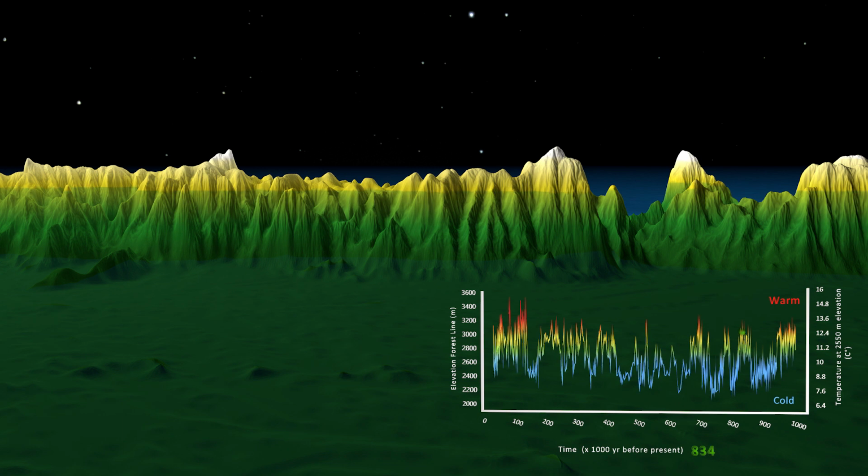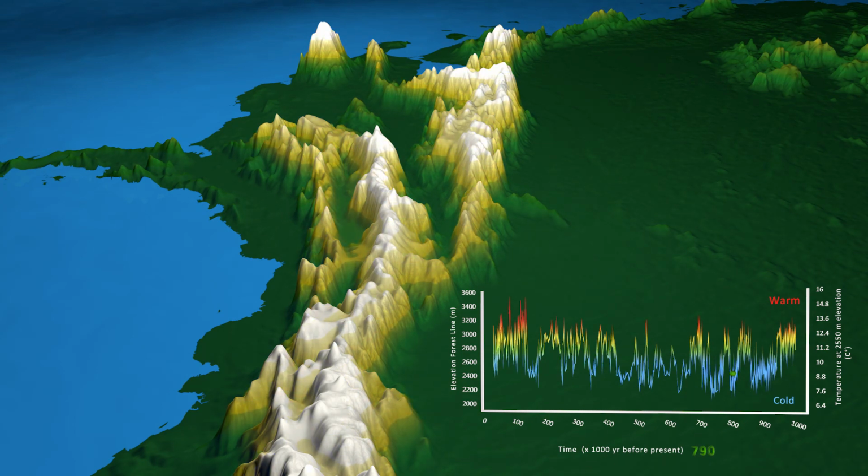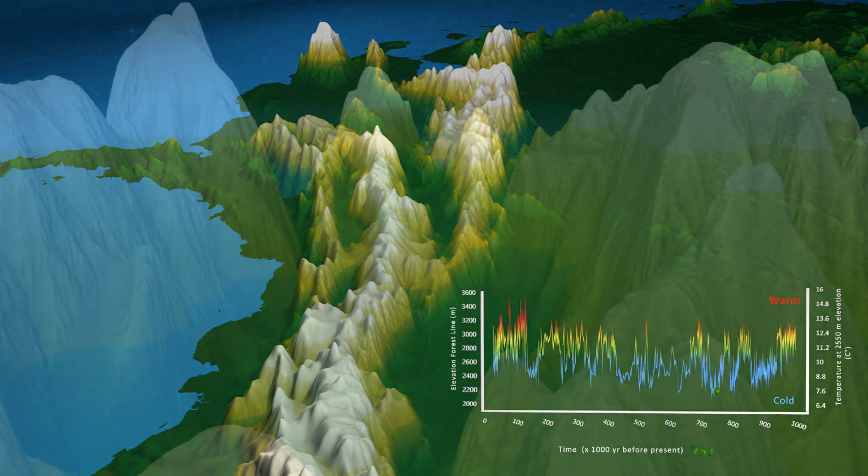When climate was warming, the Paramos moved upwards and its distribution broke into isolated fragments. But when climate cooled, the Paramo moved downslope and the topography of the mountain offered much more space for connections.